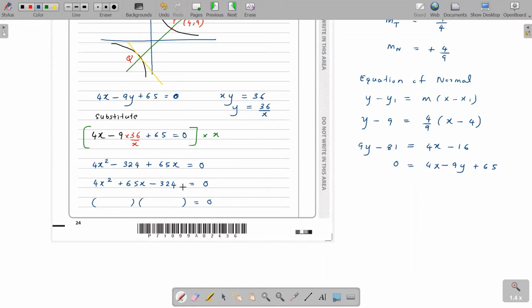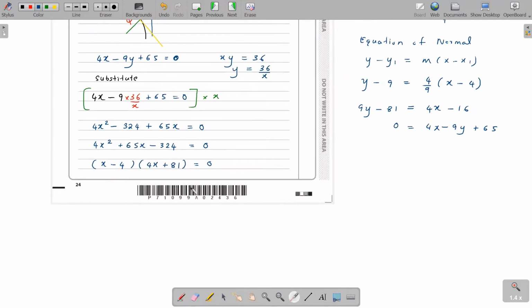Yeah, what are the answers we get? X, yeah. X minus 4 and 4x plus 81. Okay, so you get the answer. You type the ABC in the calculator and it gives you x equals 4 and x equals minus 81 over 4. So by that you reverse it and you get these 2 values over here, right?